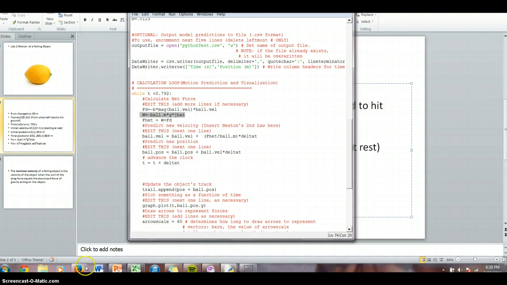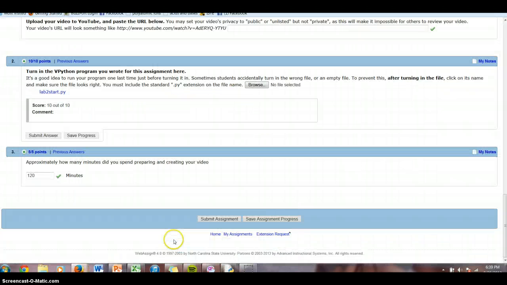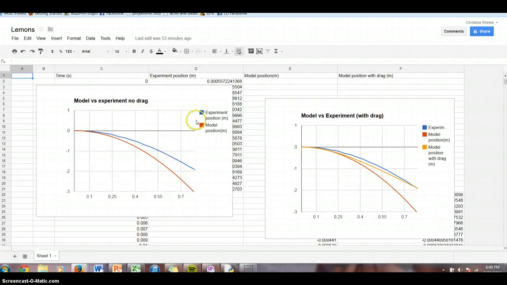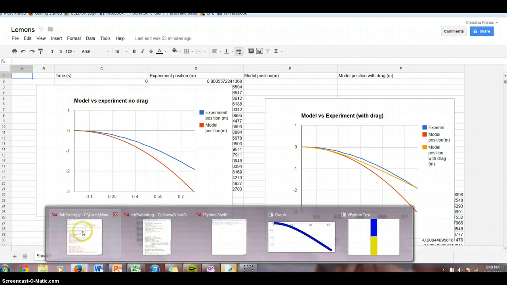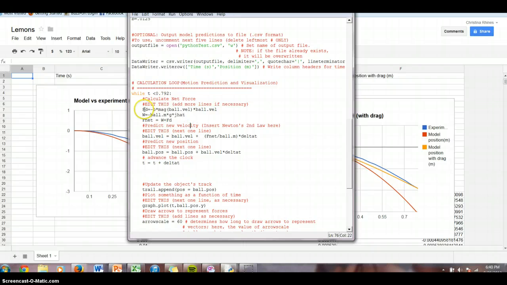When this data was collected, I put it into a graph that is shown here. On the left-hand side, we can see the experiment position and the model position. This is using no drag force and only having the weight of gravity. This shows that the lemon should have fallen farther than it did if there were no other forces acting upon it. We then went back and added the drag force, which can be shown here.